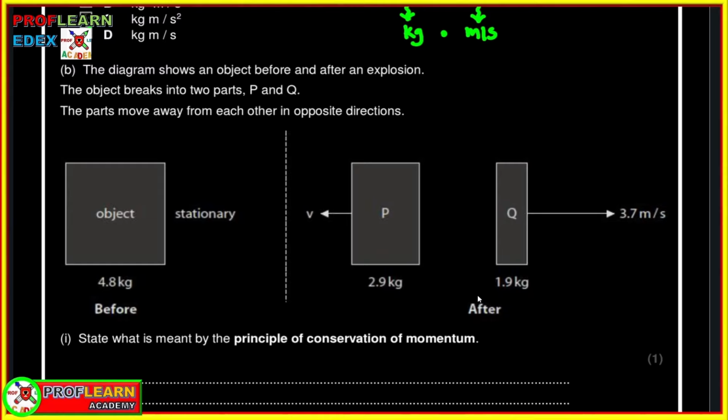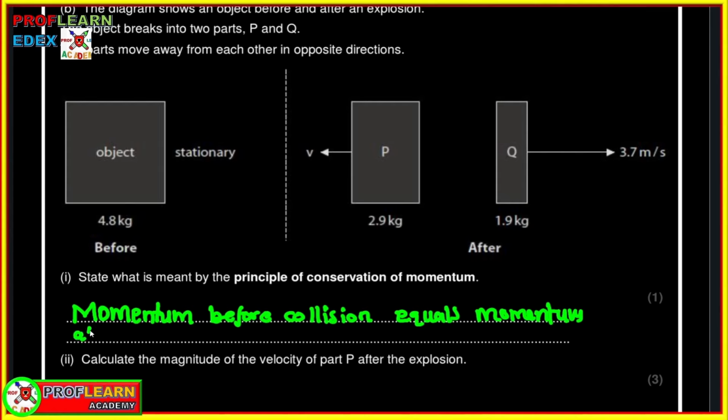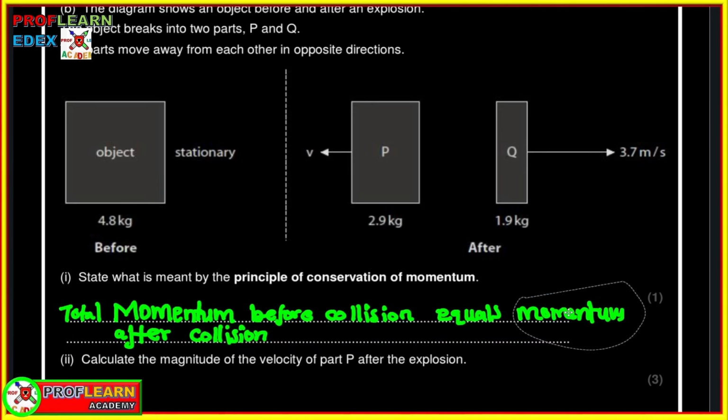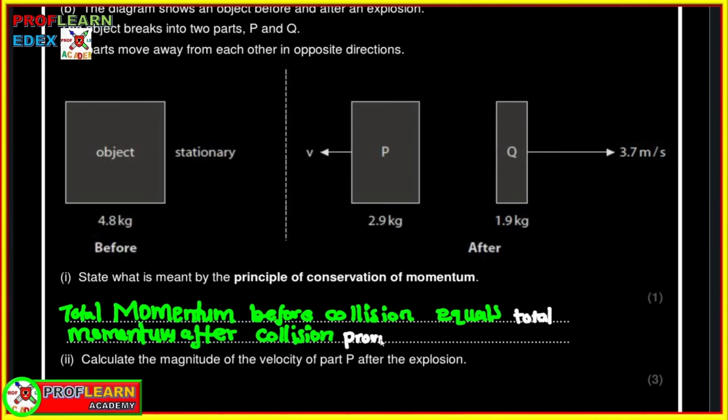The first question here is to state, and the examiner is checking whether we understand, the principle of momentum. Remember, according to the principle of conservation of momentum, total momentum before collision equals total momentum after collision, provided there is no external force. In this question, we say that total momentum before collision is equal to total momentum after collision, provided there is no external force acting.